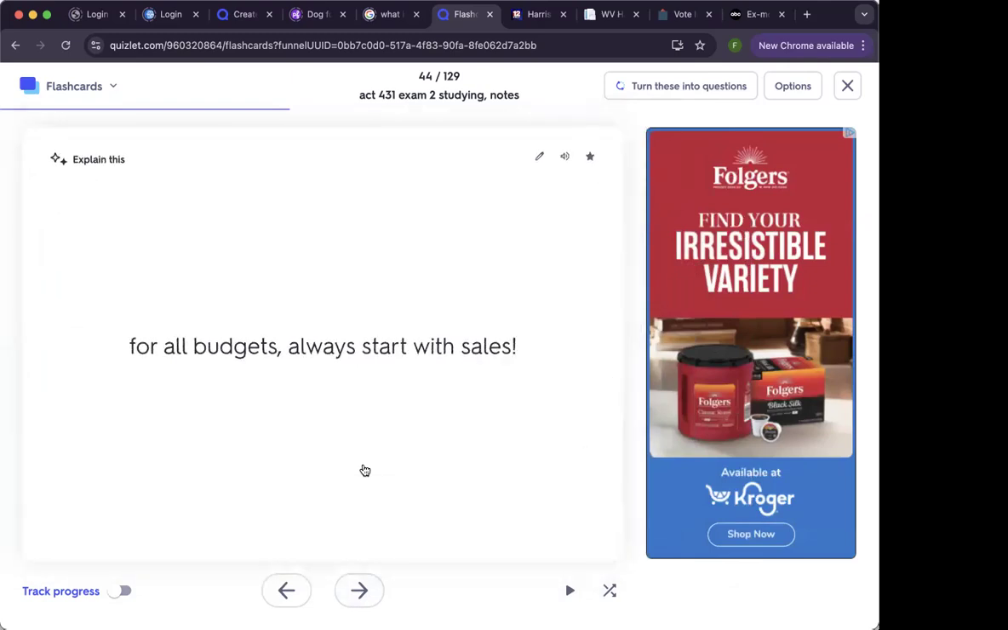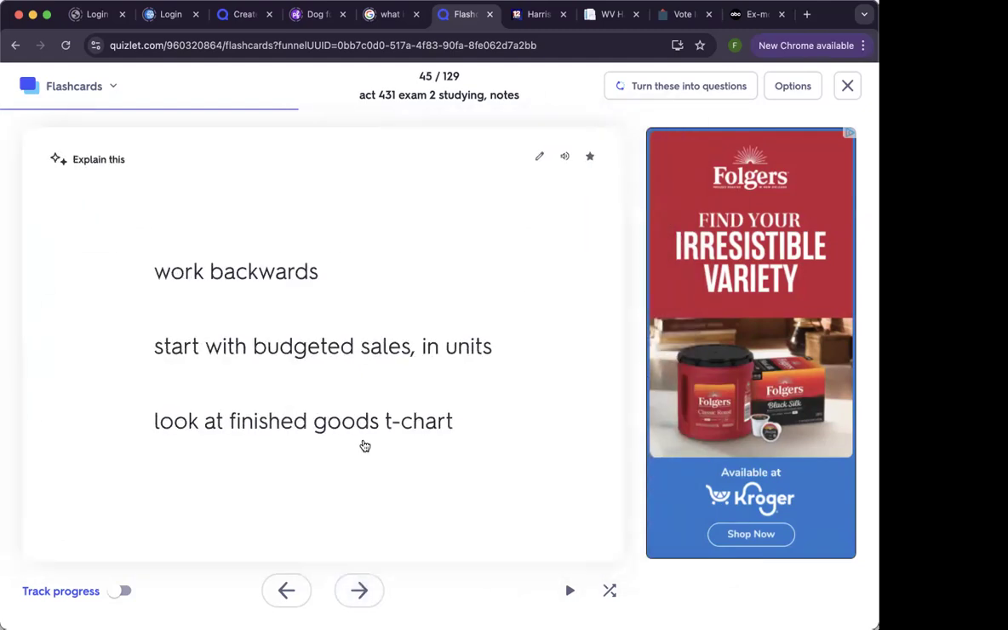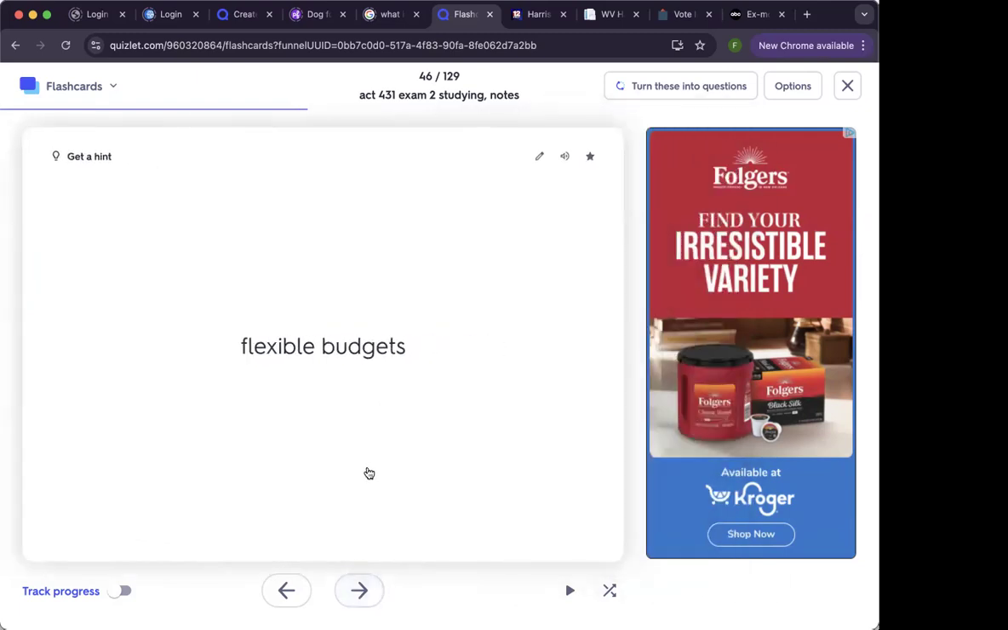Budget cycle. For all budgets, you should always start with sales and then work backwards. How to budget. Like I said, work backwards. Start with the budgeted sales in units, not dollars, and look at the finished goods T-chart.